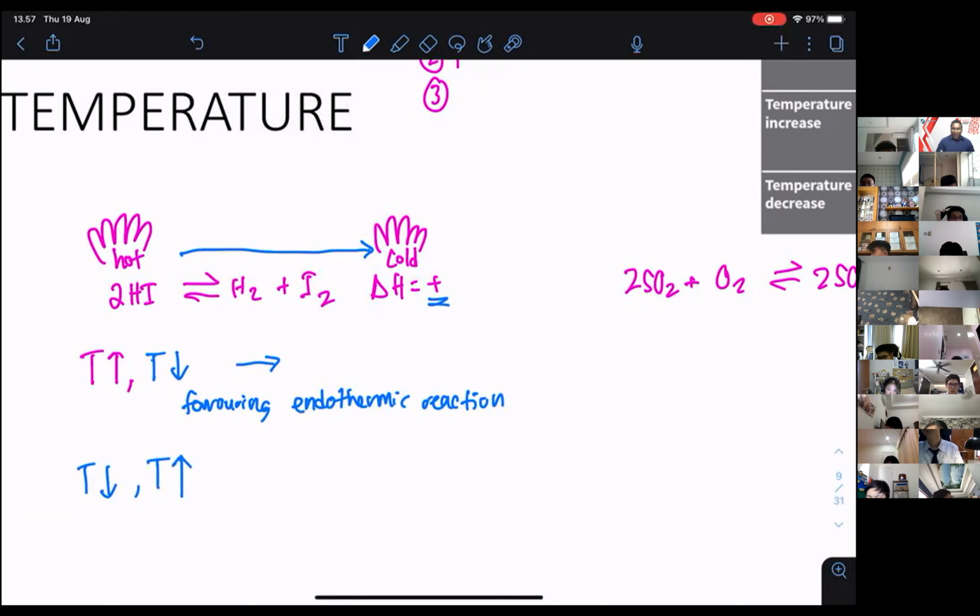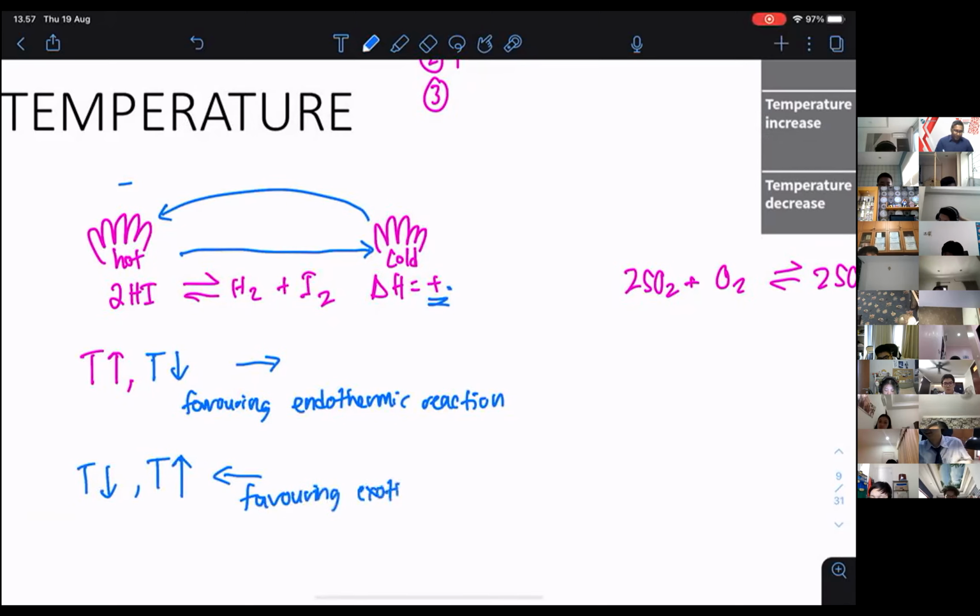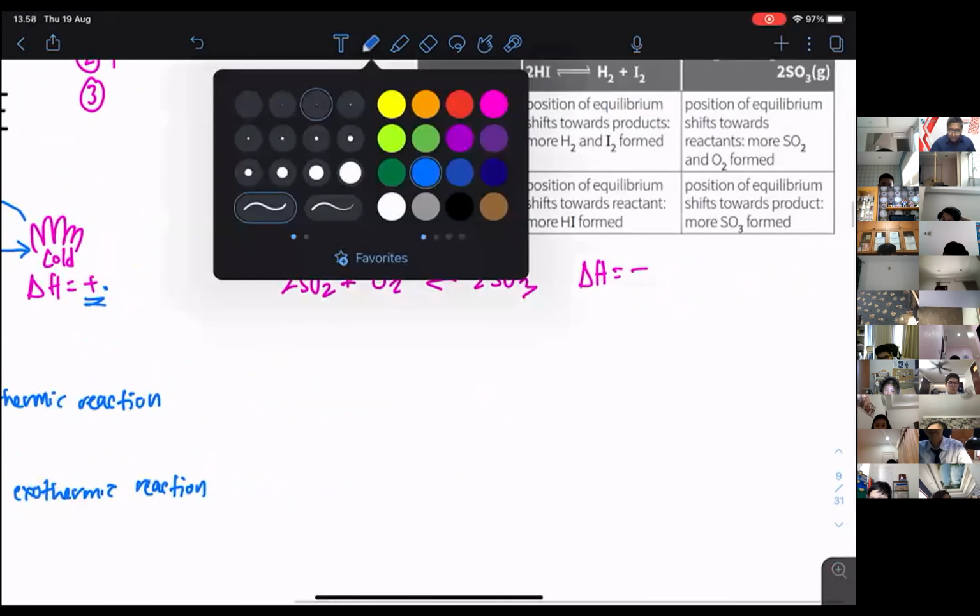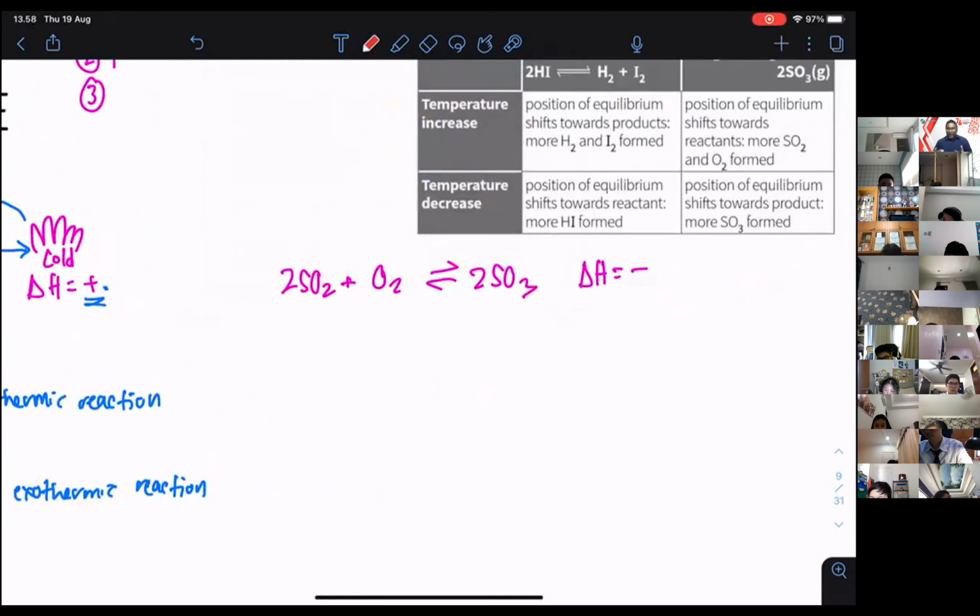How do I increase the temperature? Of course, from cold to become hot. So when cold becomes hot, I know this is positive. So if you're moving backwards, then it's going to be exothermic. So you can say it is going to be shifted to the left if you want, but more important is favoring exothermic reaction. This is very, very important. So now, using what I have taught you, maybe now Jackson can understand slightly better. I will try to do it again.